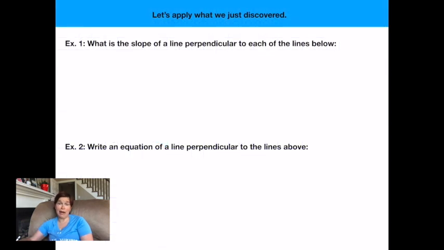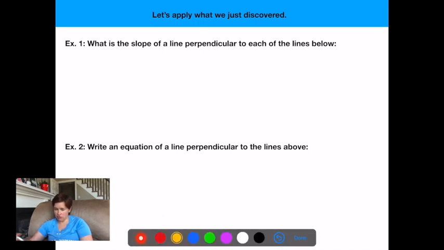So now we're going to apply what we just figured out. Now we're not going to see any graphs until the very end. We're going to do a graph check. Okay. So it says, what is the slope of the line perpendicular to each of the lines below? So let's make up some equations of lines, and we'll do a couple of them. Okay, so let's start with y equals 5 over 3x minus 7.